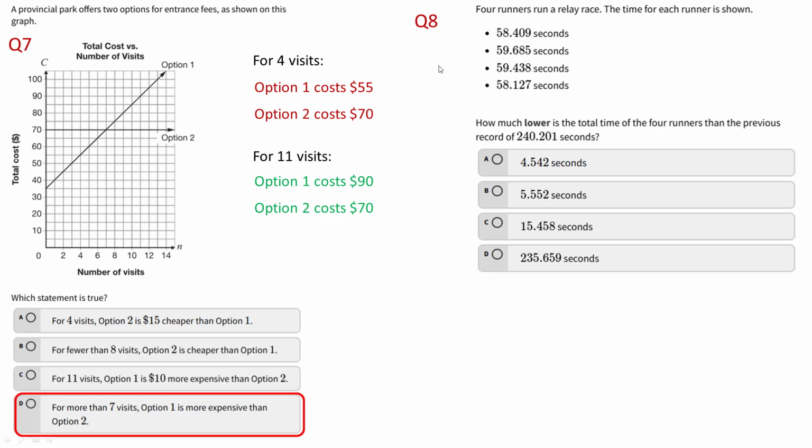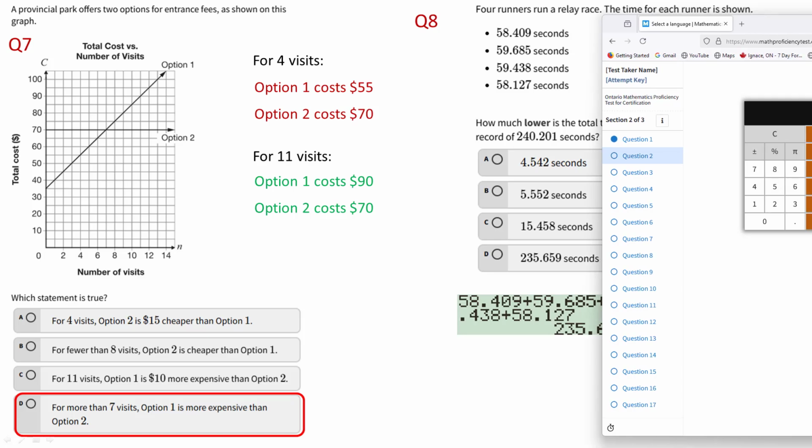Question number 8. Four runners run a relay race, the time for each runner is shown. It says, how much lower is the total time of these 4 runners than the previous record of 240.201 seconds? So basically, in this relay race, these 4 people have run. So we need to find the sum of their times. So we would add all their times up, and it adds up to 235.659. And actually, let me show you what that looks like in our calculator here.